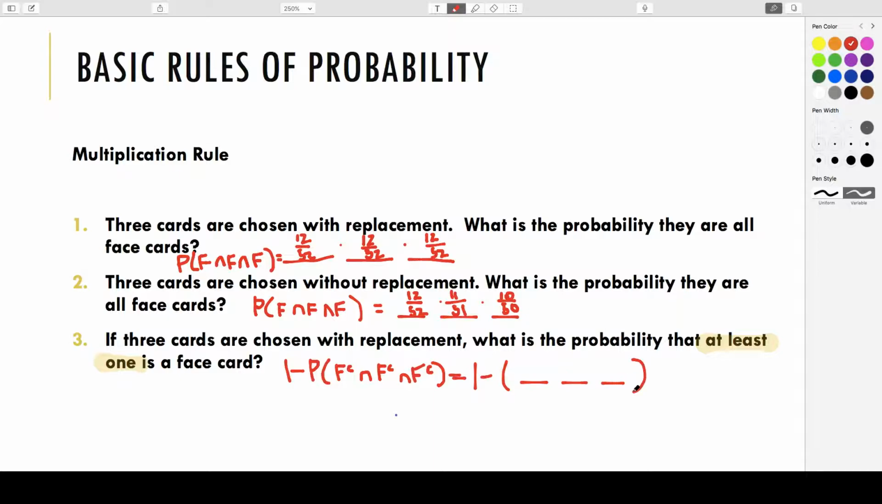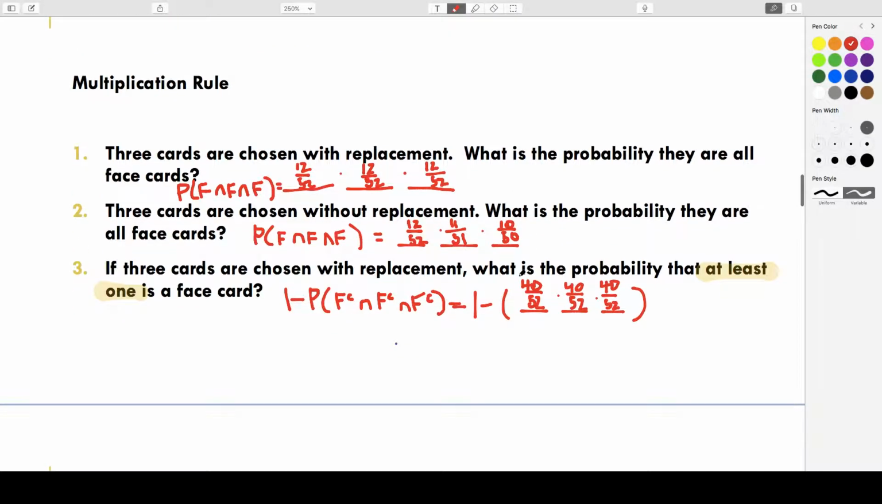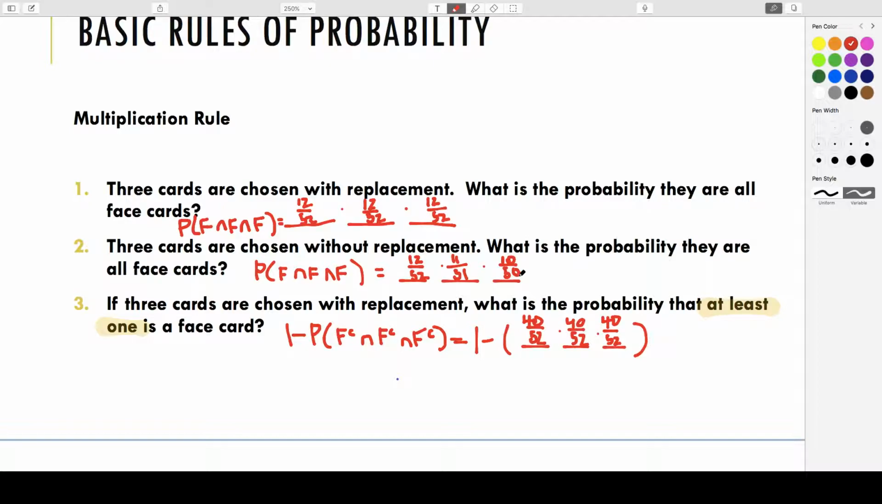So the first one we draw, what's the probability it's not a face card? 40 out of 52. Good. The complement of it being a face card. We replace it, what's the probability of the next one? 40 out of 52. Good. And then the last one, 40 out of 52. And to get our final answer, multiply them all and subtract from 1. So multiplication rule, there we go.